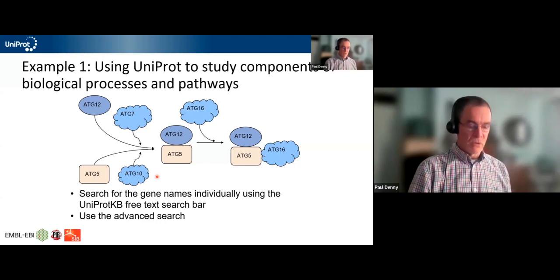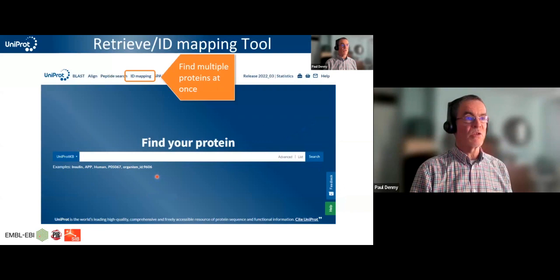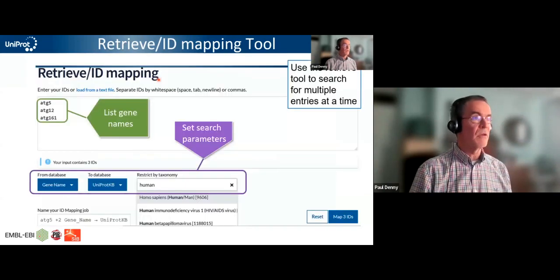There are multiple ways you can deal with this. You could just type them straight into the search bar, or you could do an advanced search. So we could type them in here and obtain a list of results. Or we could make use of the ID mapping tool, which is designed specifically to cope with a list.